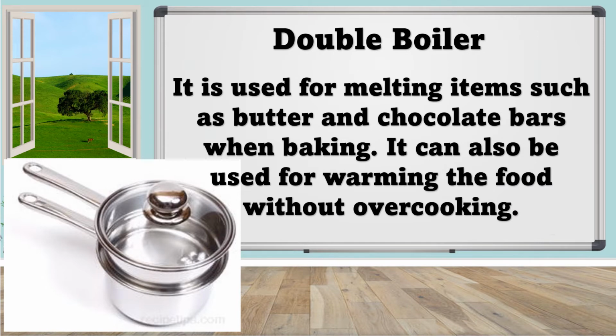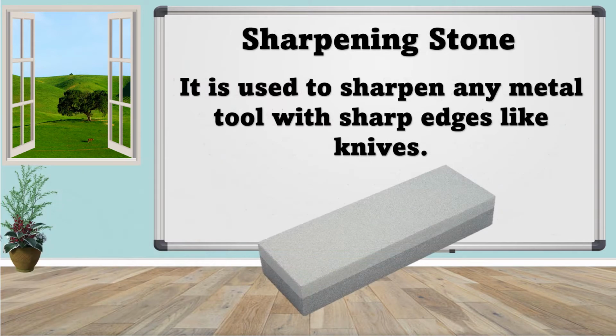Double boiler is purposely used for melting items such as butter and chocolate bars when baking. It can also be used for warming the food without overcooking. Sharpening stone is also known as grindstone. It is used to sharpen any metal tool with sharp edges like knives and the like.